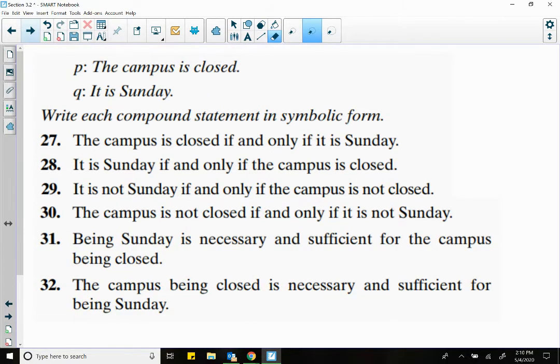So we've done ands, we've done ors, we've done conditionals. Last but not least, if and only ifs. So go ahead and look at number 27 and 29. Try those on your own. And then I want to talk about number 31, which is just like number 32. Go ahead, try 27, 29, and then we'll talk 31. Go.